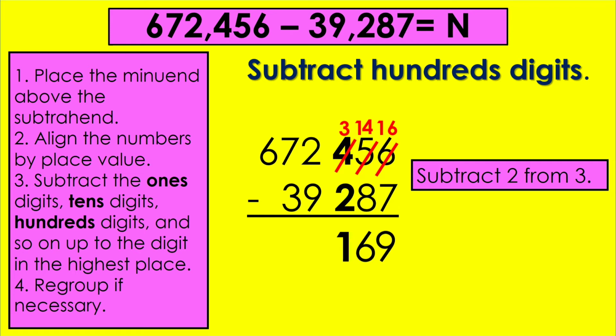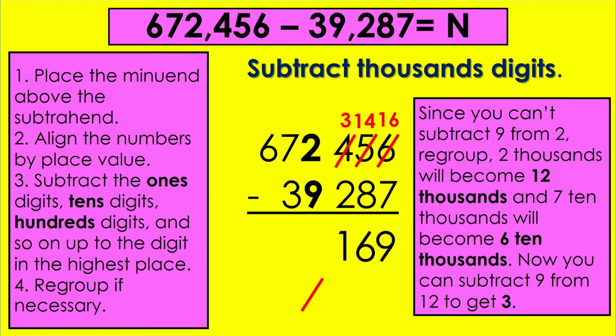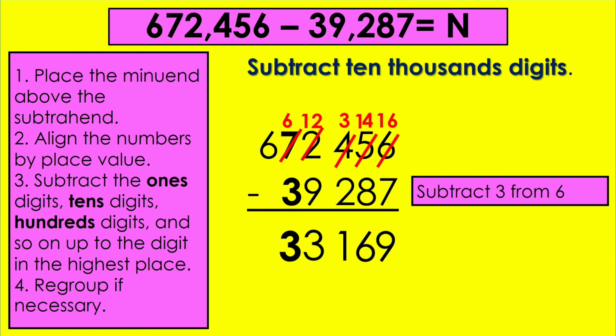In the thousandths place, we have 9 and 2. So we cannot subtract 9 from 2. So 2 will now borrow from 7. So 2 will become 12. And then 7 will become 6. Let us subtract 9 from 12, and that would have a difference of 3. Then let's proceed to the 10,000th digits. 6 minus 3 is 3.